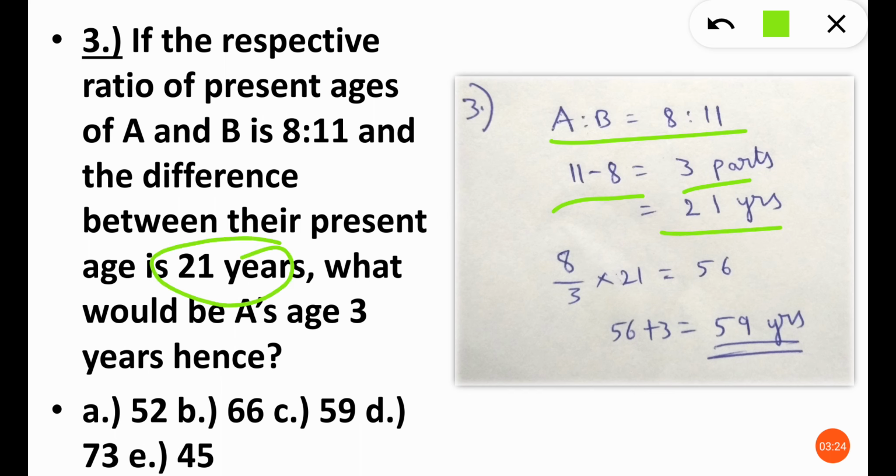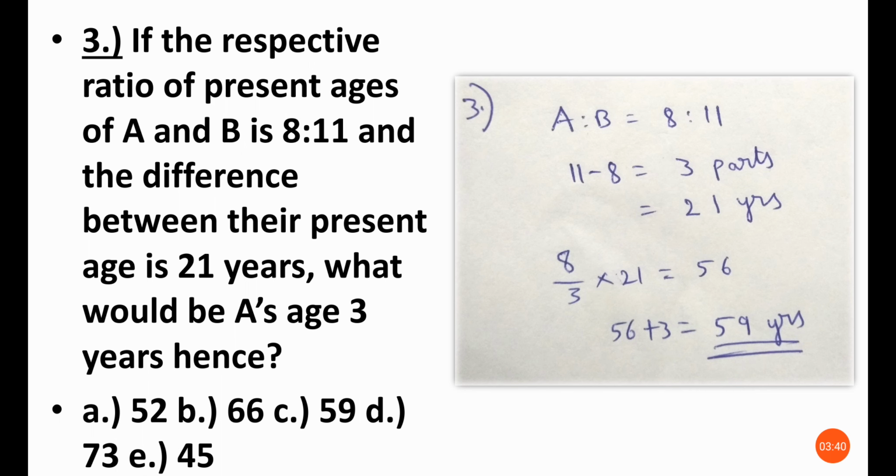This is also given in the question. 3 parts value is 21 years. What is the value of 8 parts? 8 by 3 into 21. 3 7s are 21, 8 7s are 56 years. They asked to identify the age 3 years hence. That means 56 plus 3, that is 59 years. Option C is the right answer.